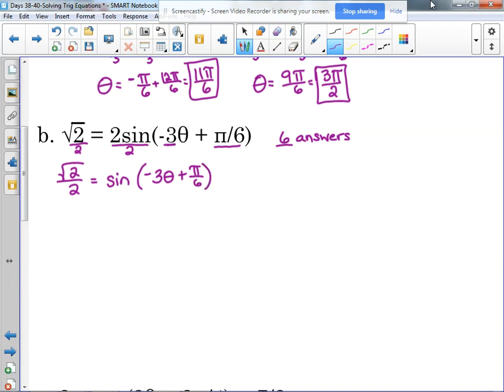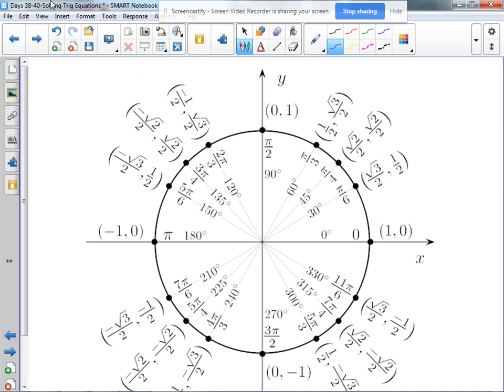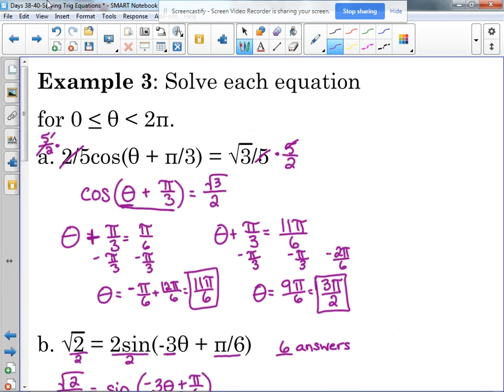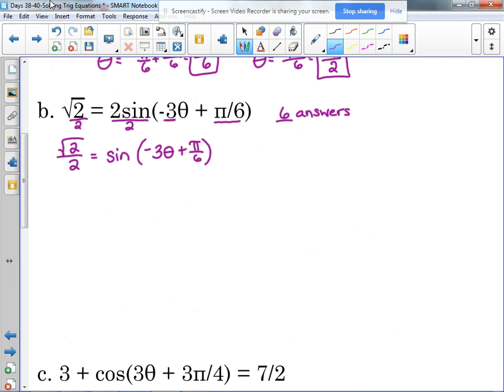Okay, so again, we're going to ignore what's in the parentheses for the moment. We're just going to focus on where sine is equal to the positive square root 2 over 2. So I know that's at my pi over 4 angles. My positive ones would be at pi over 4 and at 3 pi over 4. Positive y coordinates at pi over 4 and 3 pi over 4. Okay, so I'm going to write those down. Pi over 4, I'm going to set that equal to the negative 3 theta plus pi over 6. I'm going to take the 3 pi over 4, and I'm going to set that equal to negative 3 theta plus pi over 6.